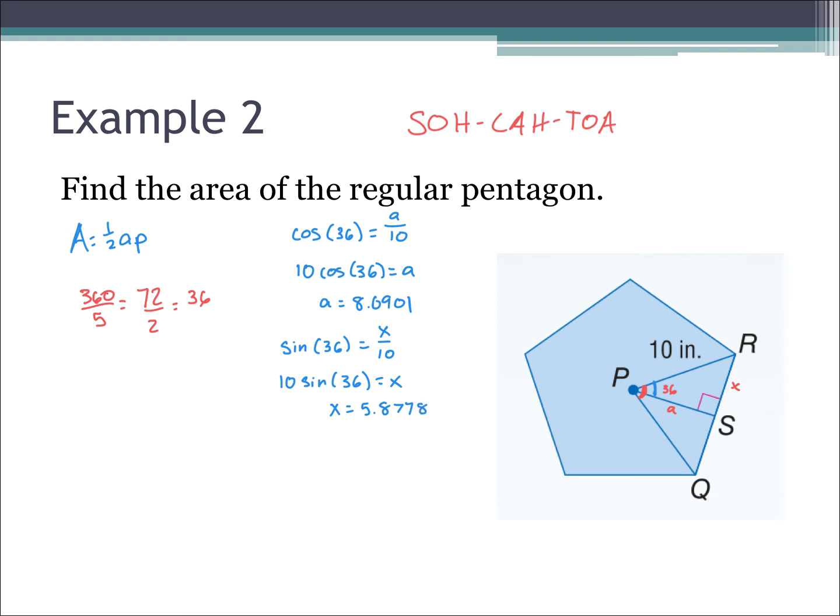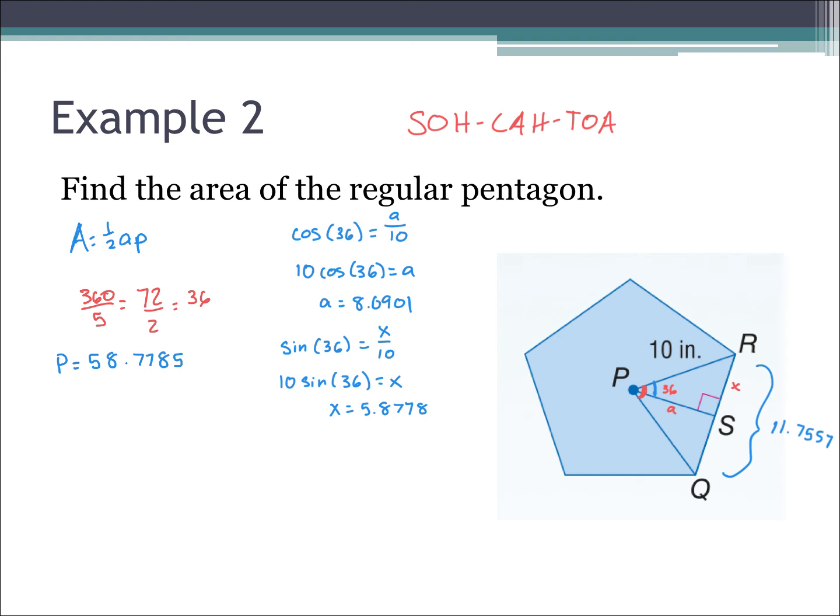Okay, but I need the full side length. So I'm going to multiply that number, x, by 2, and this gives me 11.7557. Now I'm going to take that number, my side length, and multiply that times 5. And I have 58.7785. Notice how all my decimals are still to the 4th place. I have not rounded yet.